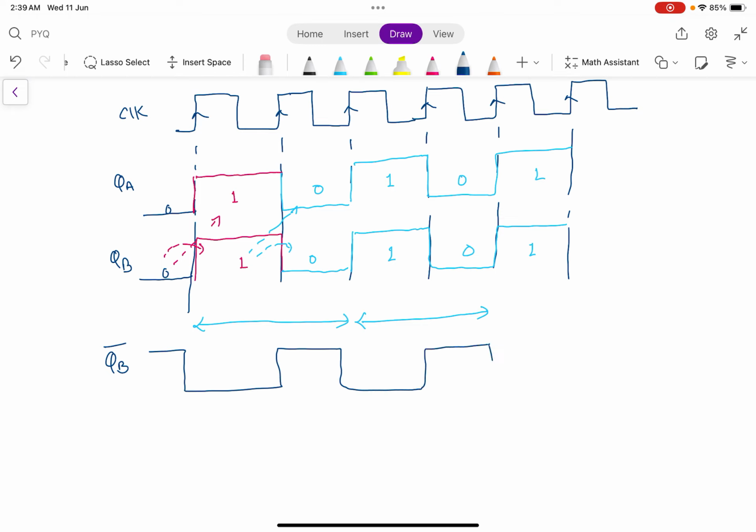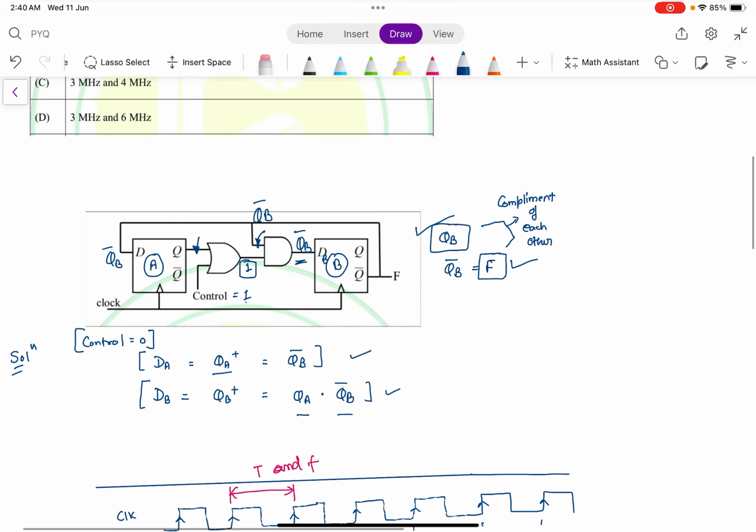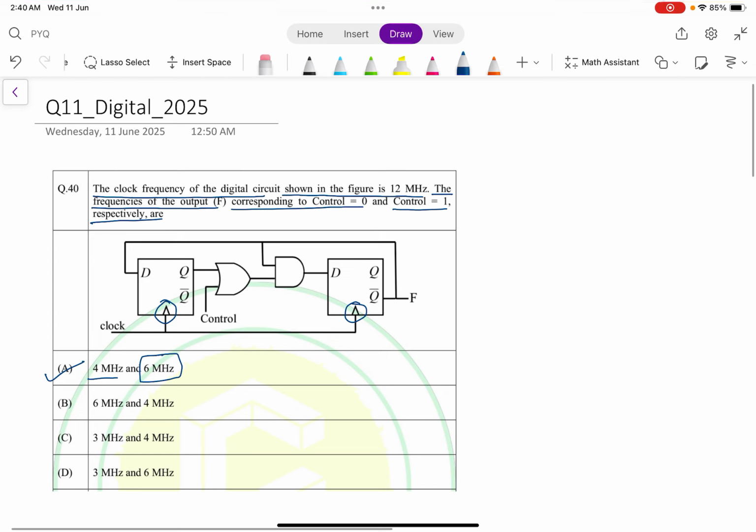Nothing will change for the frequency. So here your time period becomes 2T and your frequency becomes just half. It comes out to be 6 megahertz. Your option A. I hope you got a good understanding of this question.